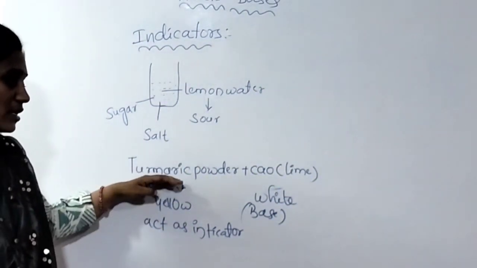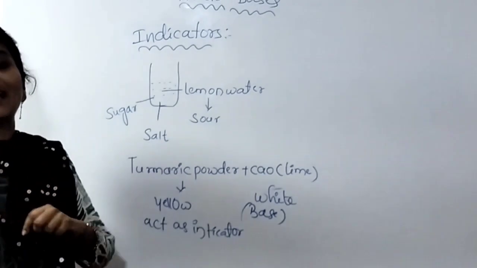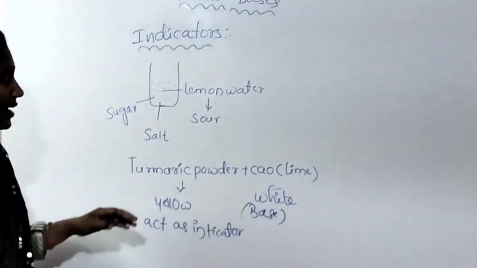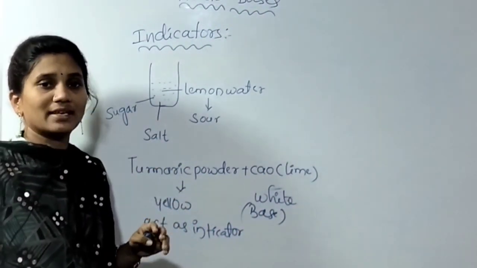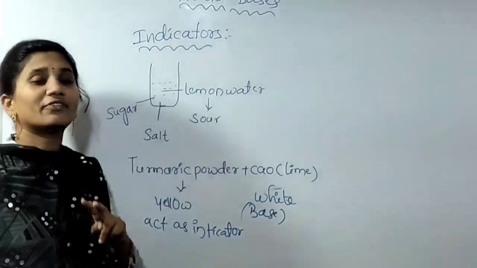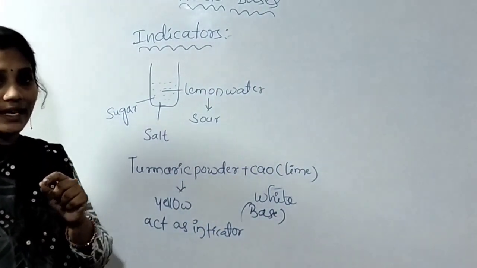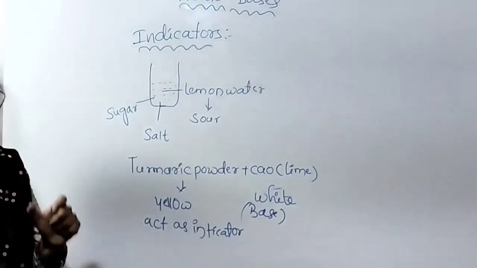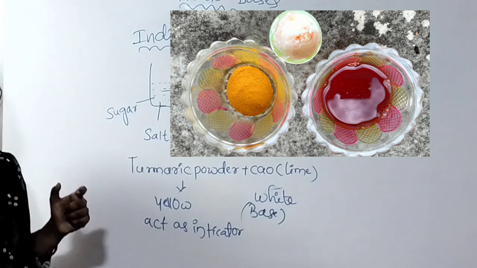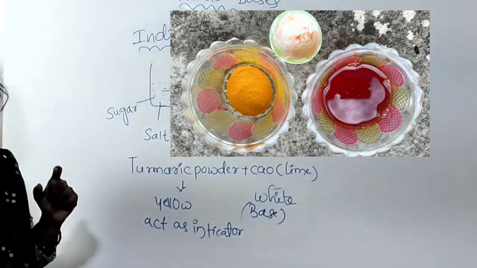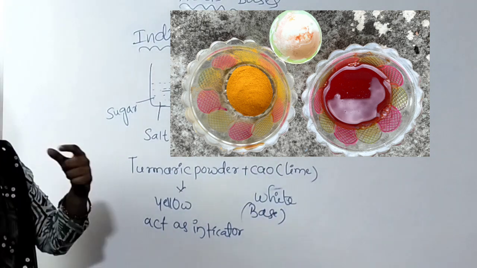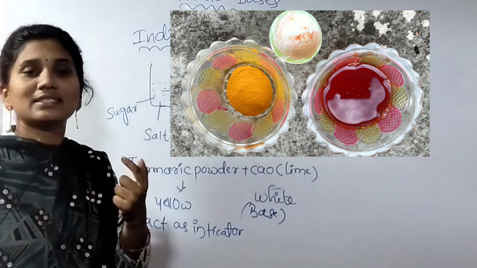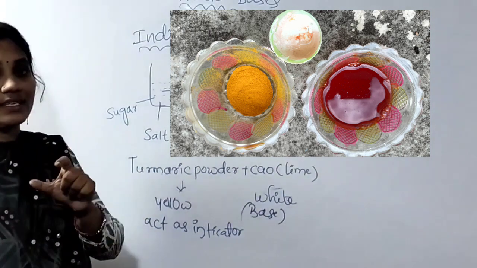That is why this turmeric powder can be said to be a natural indicator. So like that, in acids and bases, we have two different types of indicators. Have you understood the definition? Indicators are the substances which show a color change when they are added to another substance.